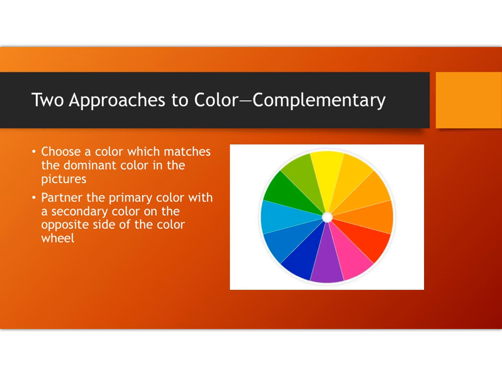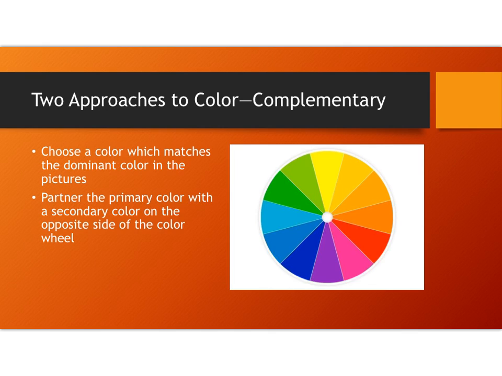Colors the other way. We can add some polish to our spreads. And there are 2 different approaches to using color in a yearbook spread. The first is complementary color, and it's mentioned at the level 2 here, but if we choose not to have section colors this year, this could be incorporated into a 3 and 4 as well. So when we talk about using complementary colors, we're talking about choosing a color that matches the dominant color in the pictures on your spread.